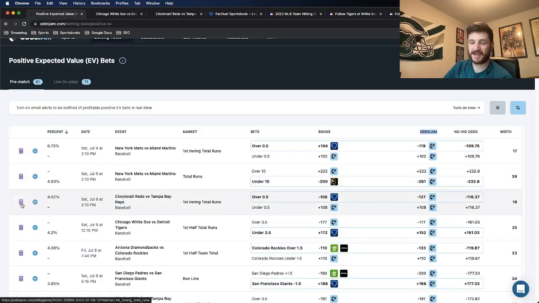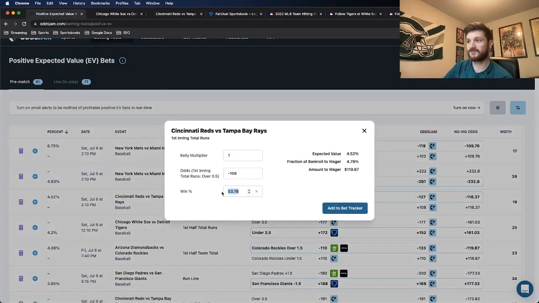Another thing I like to look at is if you click this calculator here, it gives you a win percentage. This is based on the no VIG odds of the OddsJam perfect line. I think it's important to understand what the win percentage of your bets are. For this one, it's close to 54%. So everything checks out from a math perspective.